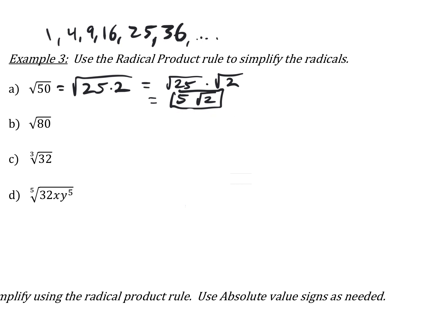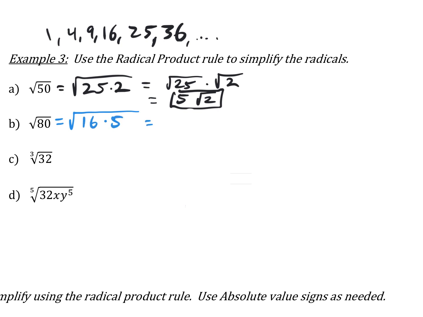So let's back up. Let's go back to the drawing board and say, is there a perfect square that goes into 80? 4 does, but keep going. Does 9? No. Does 16? Yes. All right, so if you check on a calculator or work through it, this is 16 times 5.